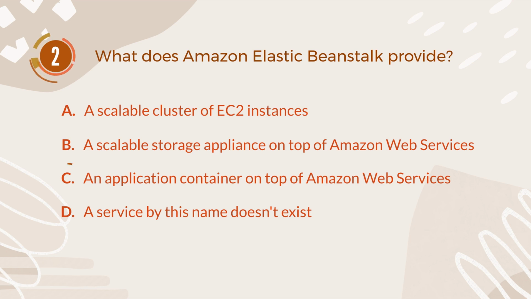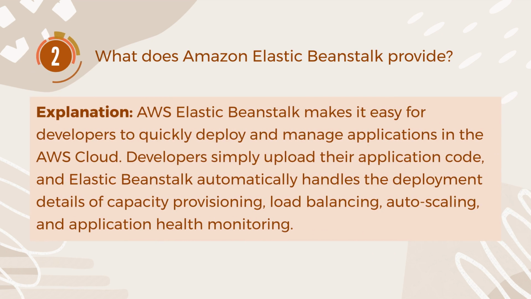The correct answer is C. An application container on top of Amazon Web Services. Explanation. AWS Elastic Beanstalk makes it easy for developers to quickly deploy and manage applications in the AWS cloud. Developers simply upload their application code, and Elastic Beanstalk automatically handles the deployment details of capacity provisioning, load balancing, auto-scaling, and application health monitoring.